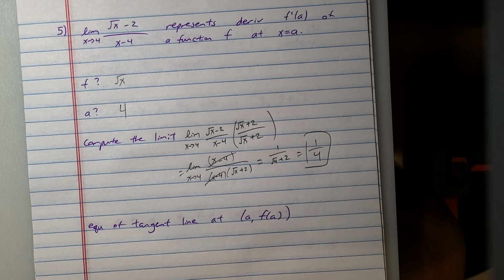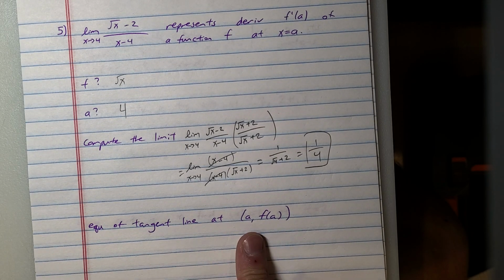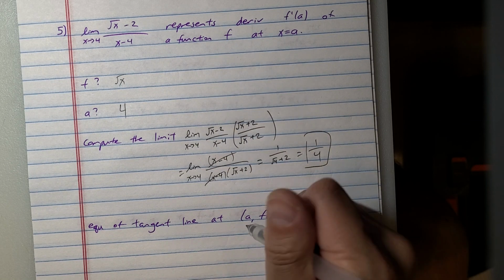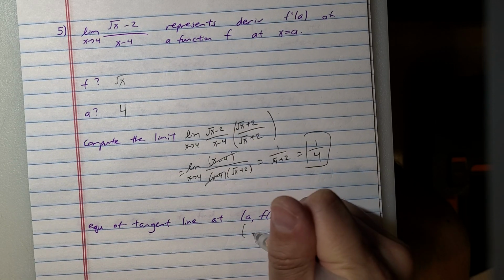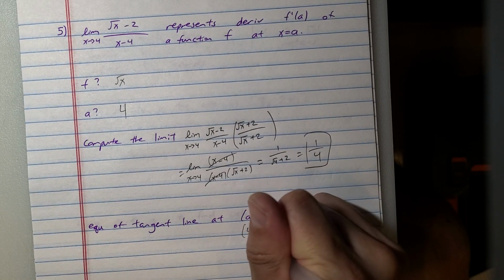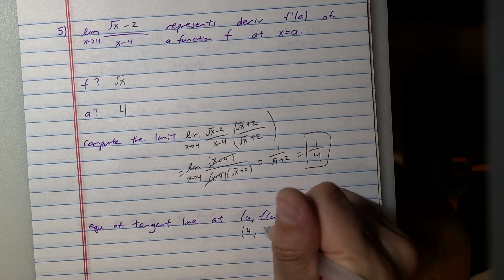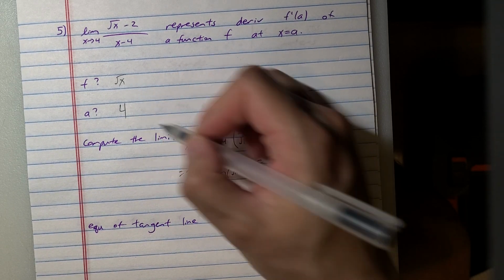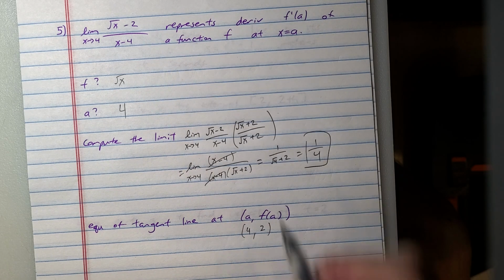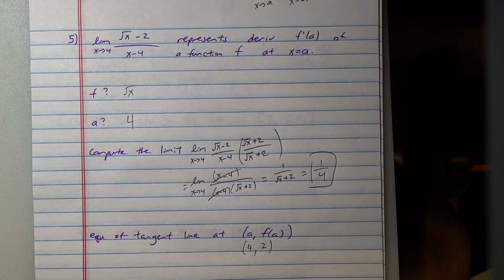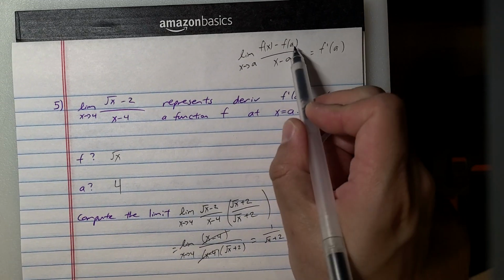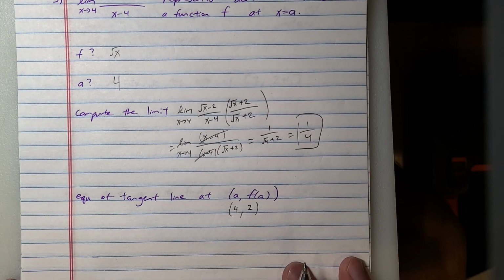Okay, now we're asked to find the equation of the tangent line at a, f of a. So what is a, f of a? A we said was 4. F of a we said was 2. The square root of 4 is just 2, or you can take it from right there. Same thing.